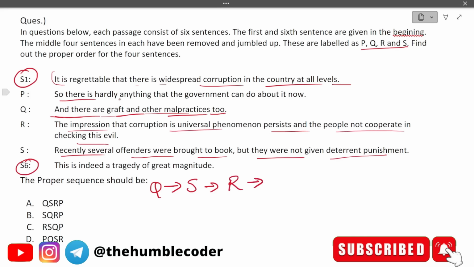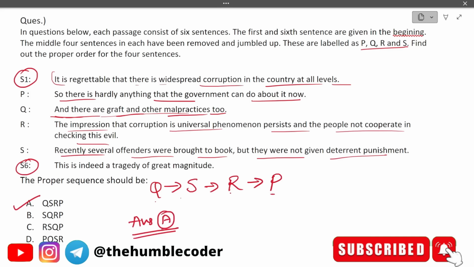And the final one is going to be P. So there is hardly anything that the government can do about it now, right? Because we have already talked enough about it, and the things have increased so much at this level that there is hardly anything that government also can do about it. So that is why if you see, the answer is QSRP, and the option is option number A. So the sequence QSRP is the correct sequence for this question.